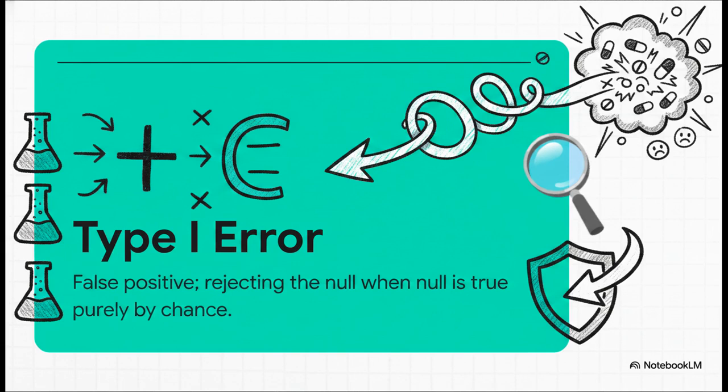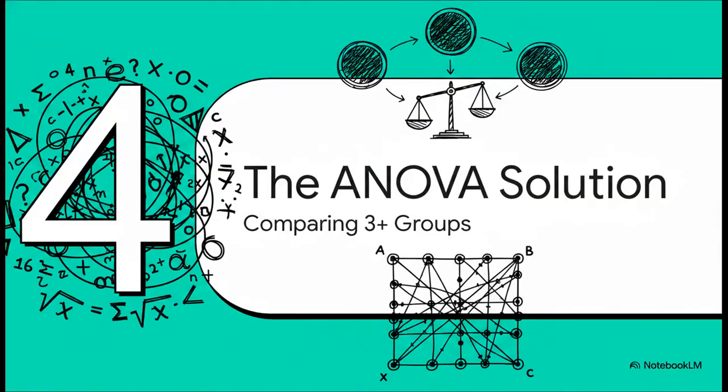You aren't just taking a 5% risk anymore. Your overall probability of falsely claiming a statistically significant difference skyrockets purely by random chance. You're basically playing statistical roulette. To prevent this compounding error, the entire statistical approach has to change. Which brings us to Section 4, the ANOVA solution.